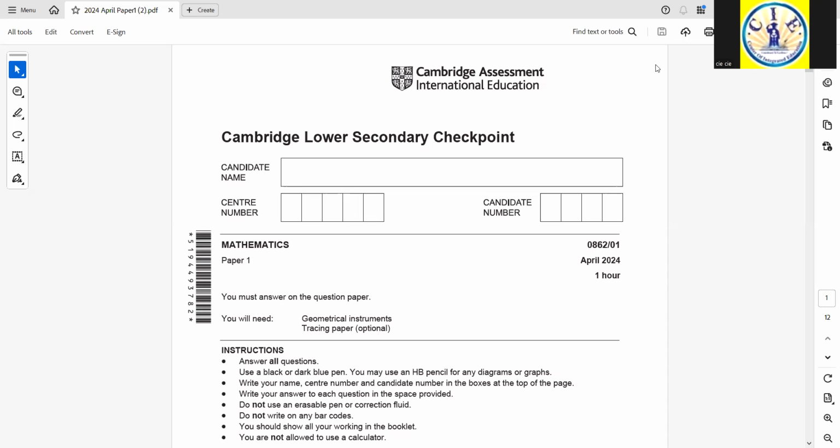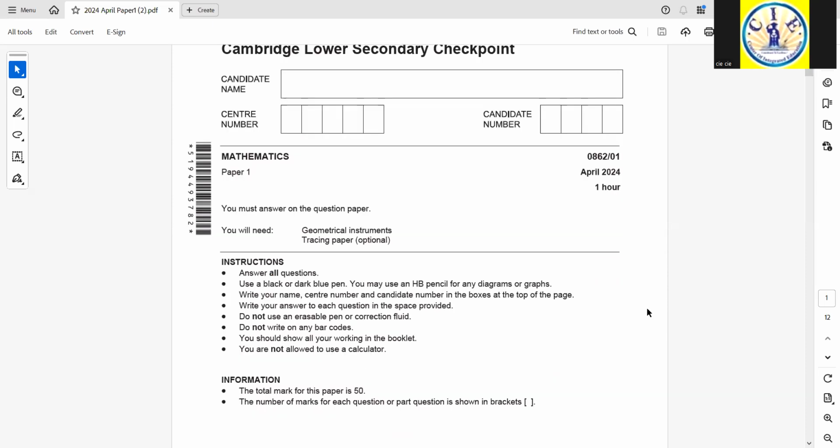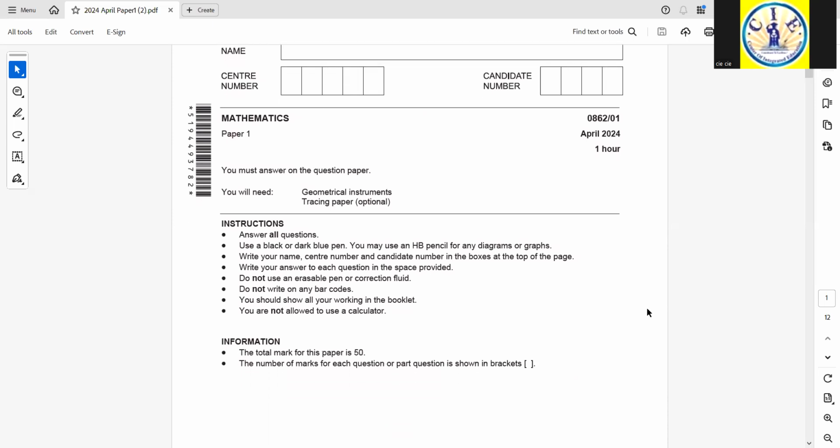This is Cambridge Lower Secondary Checkpoint, April 2024, paper 1. This is a paper consisting of 1 hour, and this has got marks of 50, and here we go. Now we can solve it. One thing: calculator is not allowed in paper 1.